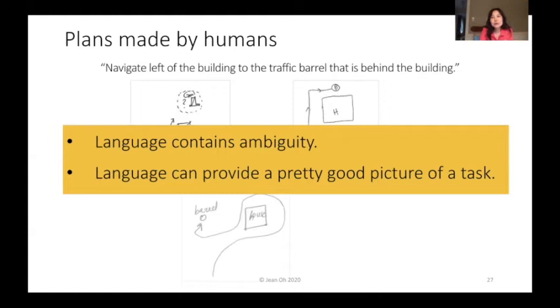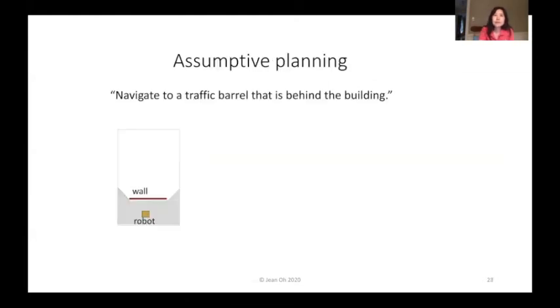And also, what's interesting is even without that first frontal view of the camera image, we can just give this natural language command and people will come up with a very similar plan anyway. So how do we do it? Because language can provide already pretty good visual information using description. So the idea of assumptive planning is exactly that. So how do we hypothesize this environment and the task just following the command? Navigate to the traffic barrier that is behind the building.